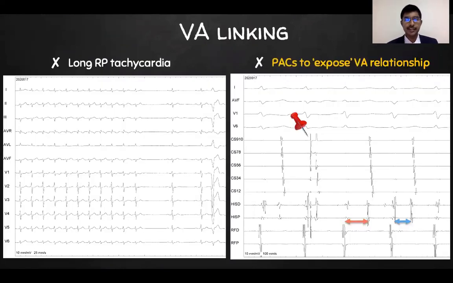Let us take this for an example, a long RP tachycardia with 1:1 A to V relationship. A simple maneuver, like delivering a premature atrial complex, has resulted in a VA, the return cycle VA, which is much longer than the VA during the tachycardia, thus exposing a variable VA linking, which can happen only in atrial tachycardias.